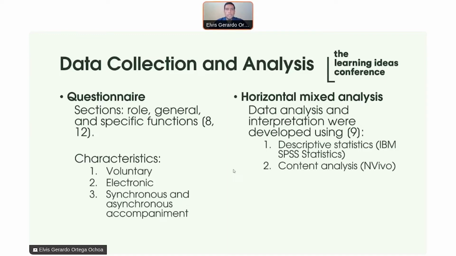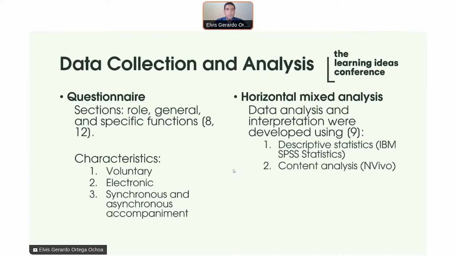About data analysis, meta-inferences were obtained through the horizontal mixed analysis of the quantitative and qualitative data collected. It involved a mono-analysis of quantitative data and a mono-analysis of qualitative data. Nevertheless, these results did not interact with each other in any way until the data interpretation phase.